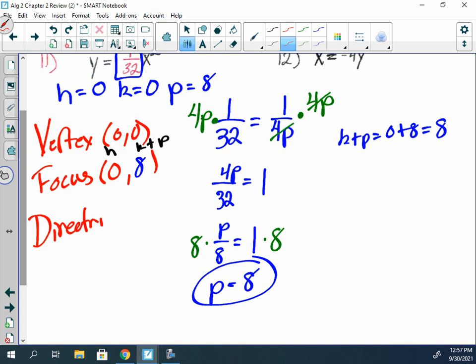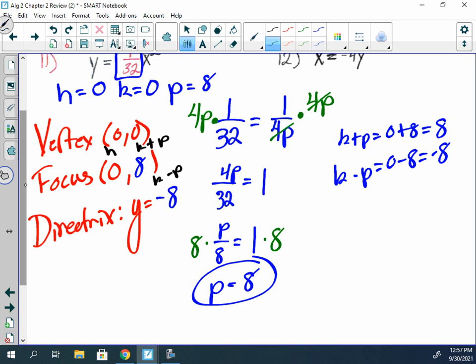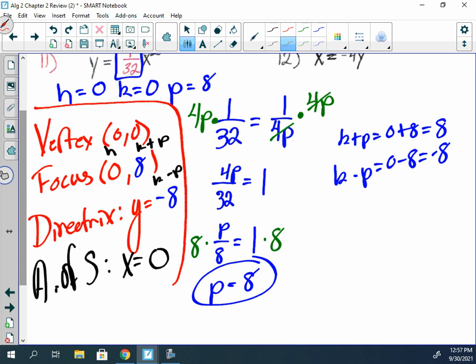Our directrix would be, now the directrix is our k minus p. So k minus p is equal to 0 minus 8, which is -8. Axis of symmetry would be x equals 0. And that's it.